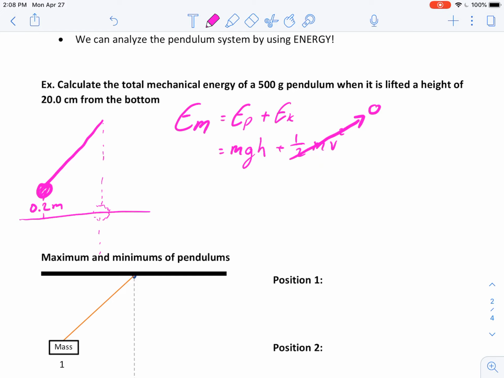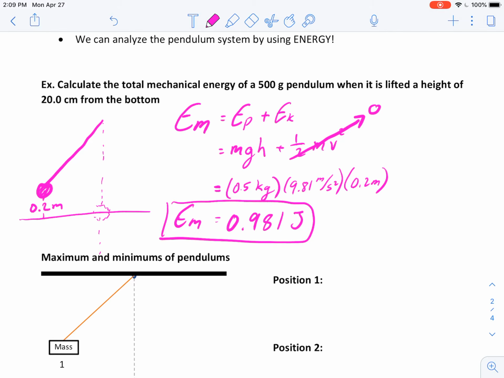It's only potential energy, which is, if we change this to kilograms, 0.5 kilograms times 9.81 meters per second squared times our height of 0.2 meters. We end up with 0.981 joules. And that's our total mechanical energy for that pendulum.